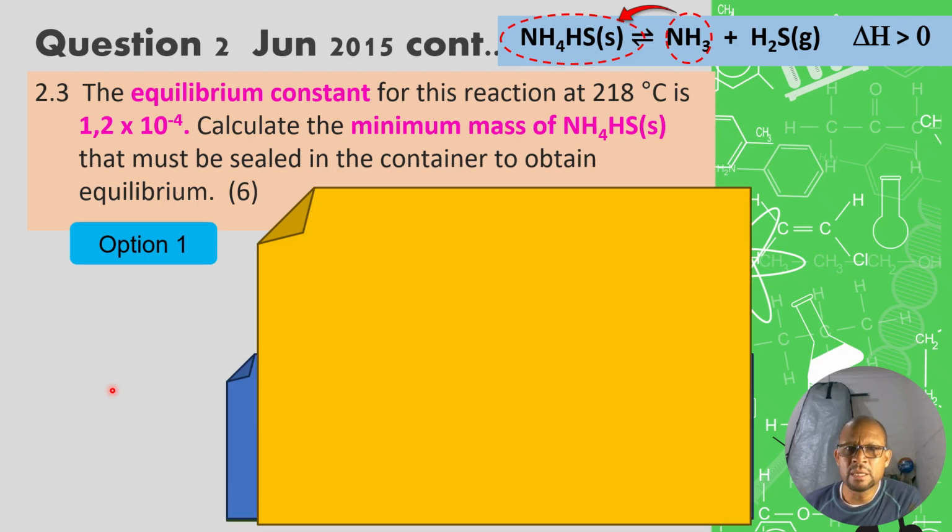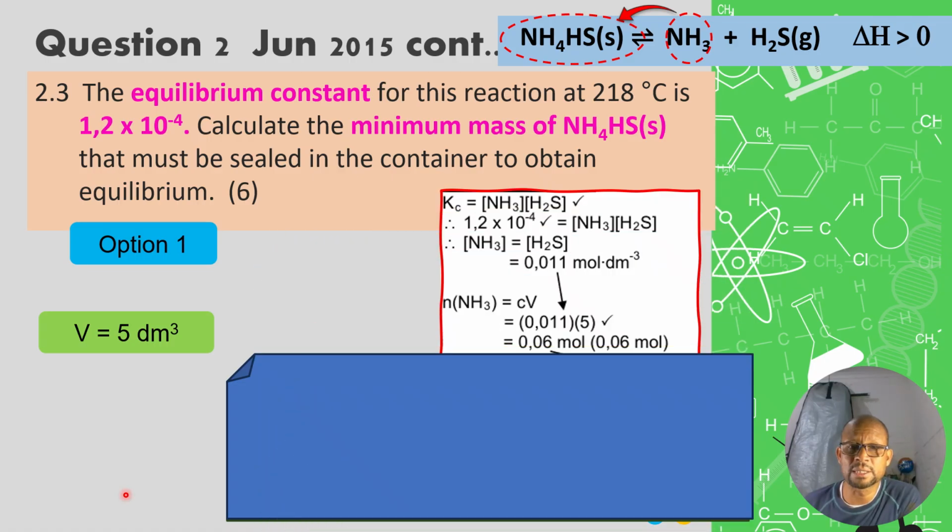So there are mainly three parts. We're going to look at the information here, and then the second part is to relate the moles, and then the third part is to calculate what they've asked us. In this case, it's the mass. So let's look at the answer. How do we answer this question? But firstly, let's remember that the volume for this reaction was 5 cubic decimeters.